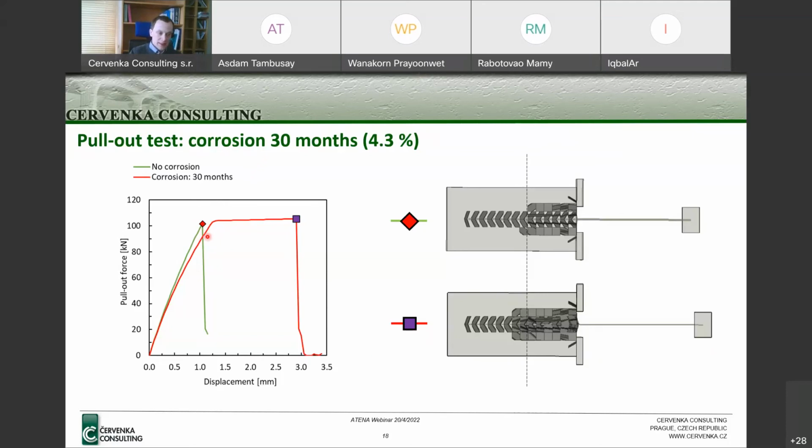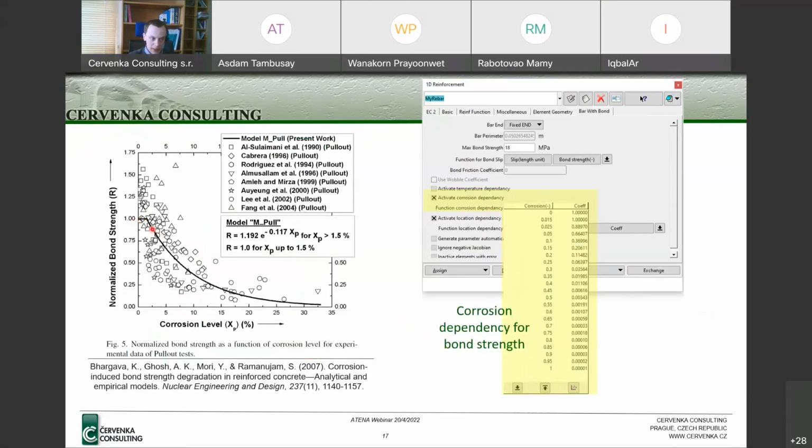Also, what you can see is that the stiffness here is lower, and maybe even the peak load is higher. That's somehow not so intuitive, and we need to dig deeper into the model details to explain this behavior. But what happens here is that not only the reinforcement area is reduced, but also the bond properties are reduced, since we define this kind of relationship.